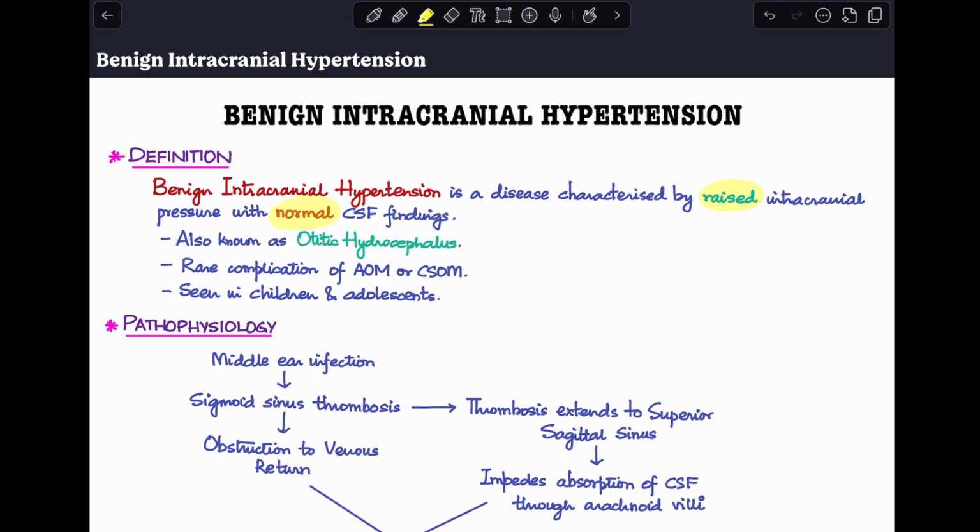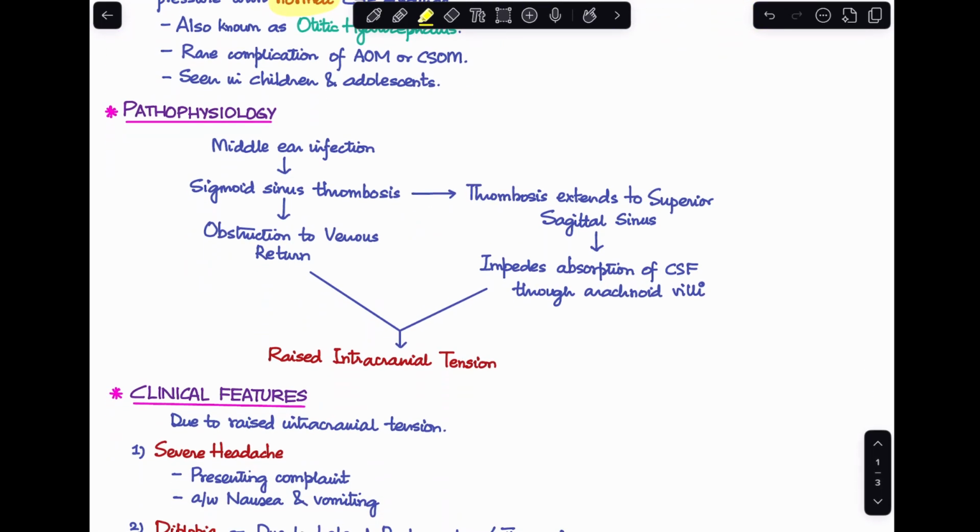Let's talk about what is the pathophysiology of the disease. So, after there has been a middle ear infection, which can be in the form of acute infection or a chronic infection, it leads to the formation of sigmoid sinus thrombosis. Now, from here, it can go via two pathways. One is the presence of sigmoid sinus thrombosis leads to the obstruction to venous return, and this will cause a raised intracranial tension.